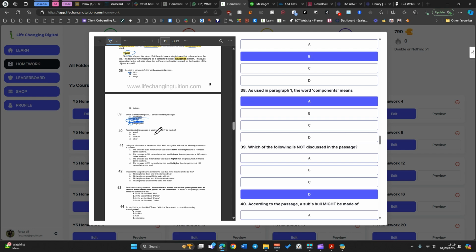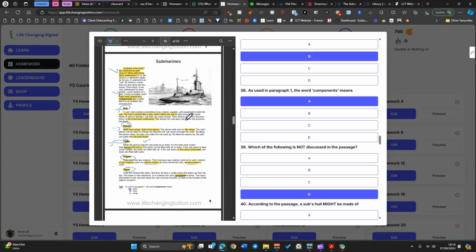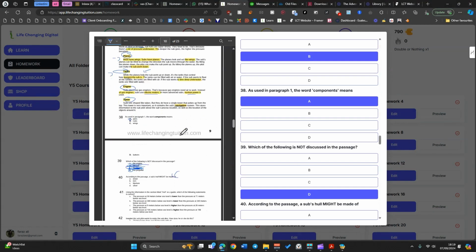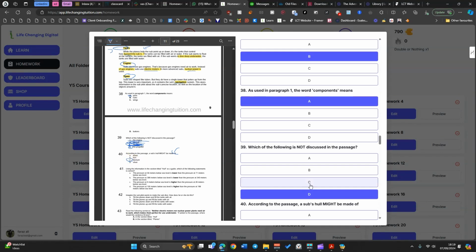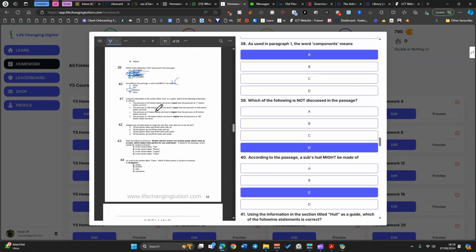Question 40. According to the passage, a sub's hull might be made of something. So let's see what it says over here. It says steel or titanium is what it's probably made out of. And we've got titanium here, which is option C.